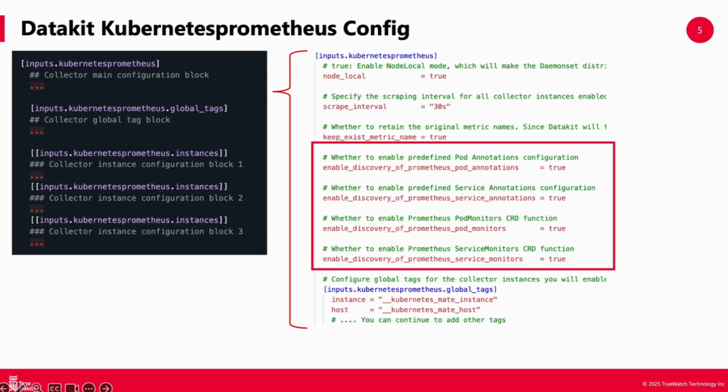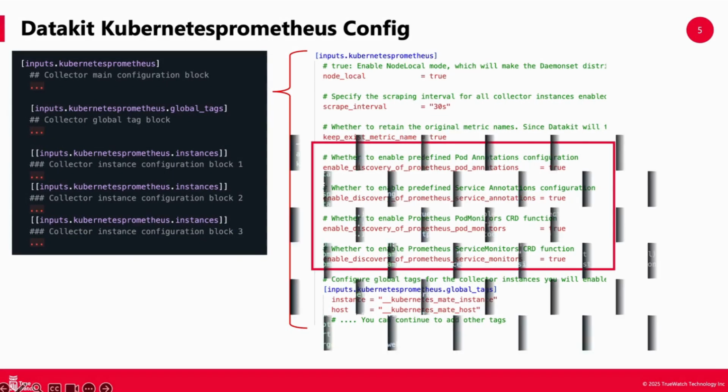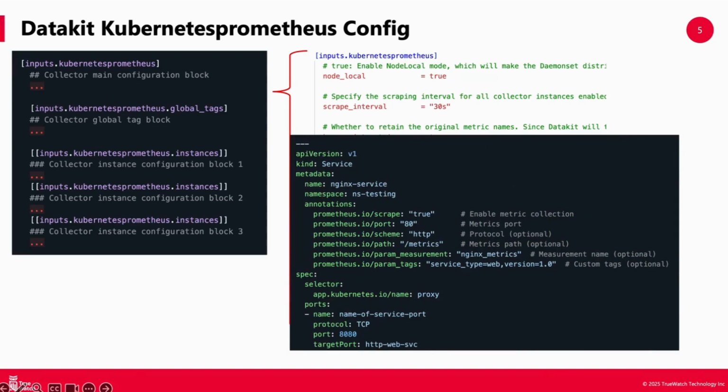After enabling these 4 switches, for all workloads in your environment, if you have set the collecting annotations for Prometheus monitoring before, the Prometheus metrics will be automatically discovered and collected by Datakit. For subsequent newly deployed workloads, you can also add fields that comply with Prometheus official annotation specifications during development to activate the auto discovery function.